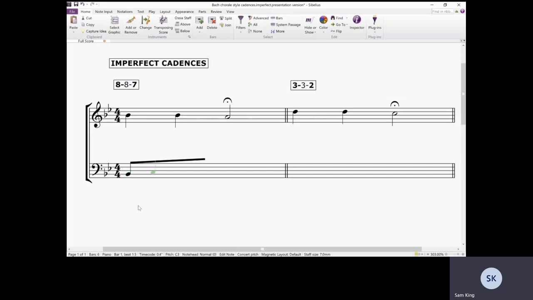So you're using this feature of passing notes. Passing notes in the bass are something you should always look out for opportunities to include. Why do these passing notes work?